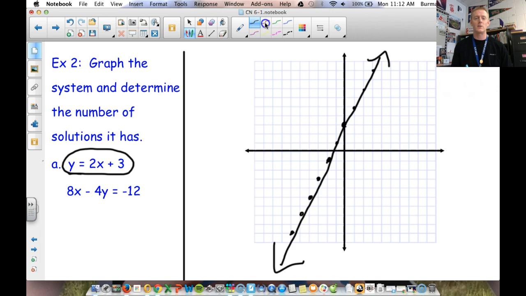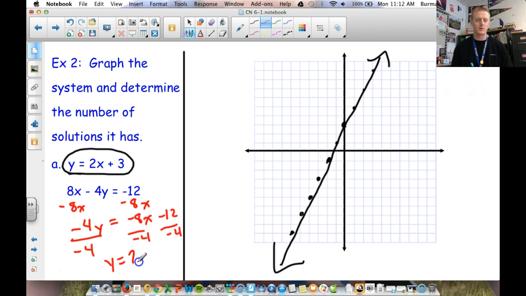On the second equation, I'll do this one in red, we need to make it say y equals. So we're going to have to solve this a little bit. So we're going to go minus 8x to get the y by itself. So we're at a negative 4y is equal to a negative 8x minus 12, divided by a negative 4. And we find ourselves with y is equal to a negative 8 divided by a negative 4 is a 2x. And a negative 12 divided by a negative 4 is a positive 3. So we have y equals 2x plus 3 for our graph.